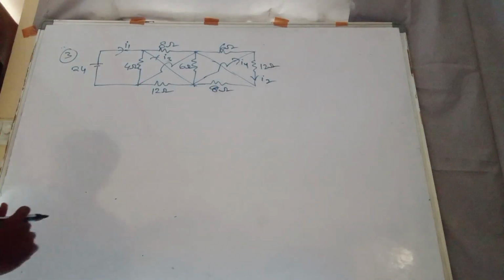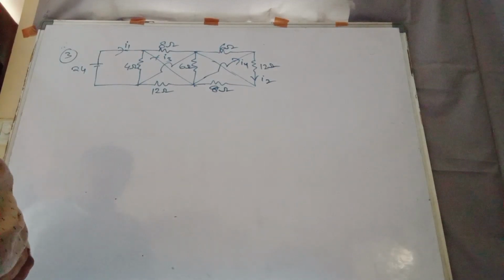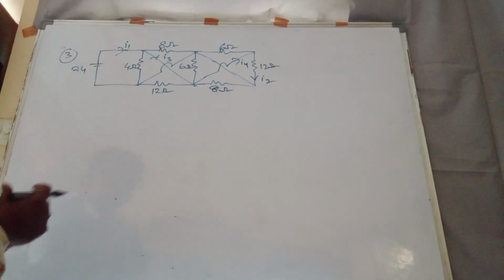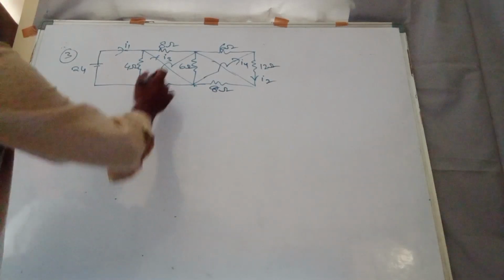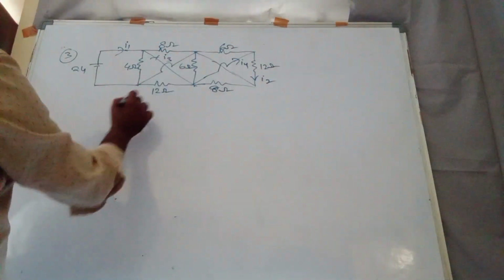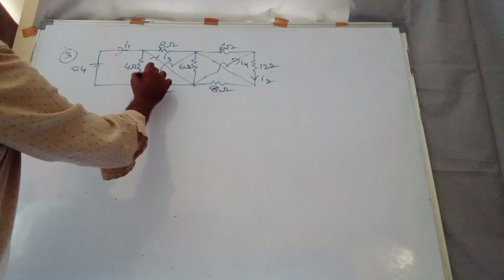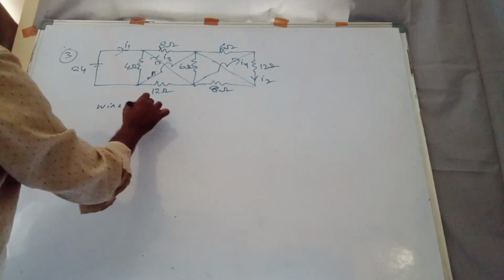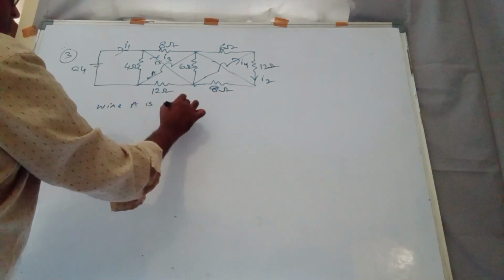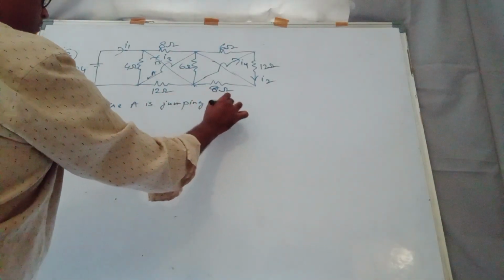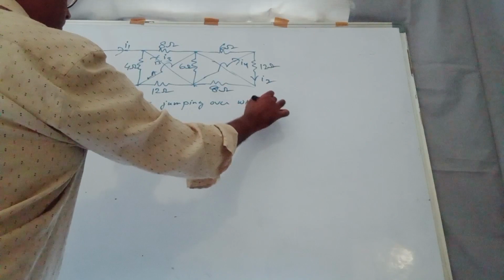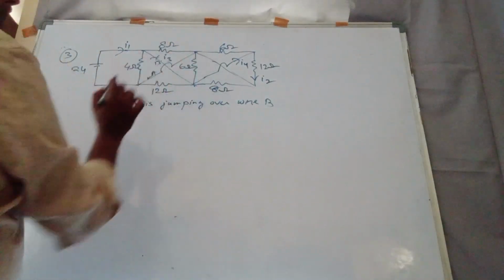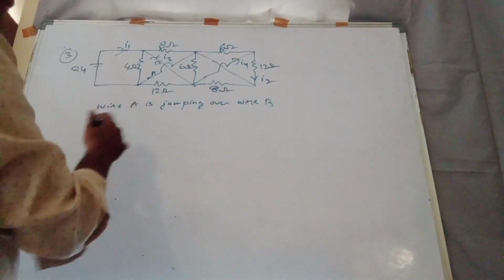Now let us move on to the third question. A figure is shown like this and you have to find the different currents. So here also we will try to find out the potentials at different points. The meaning of this symbol is this wire, wire A, and this wire B. Wire A is jumping over wire B. So from here to here there is only one wire. There is no crisscrossing. The wire is just passing over.